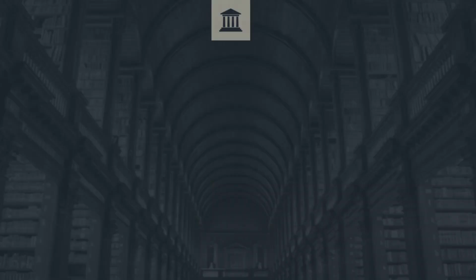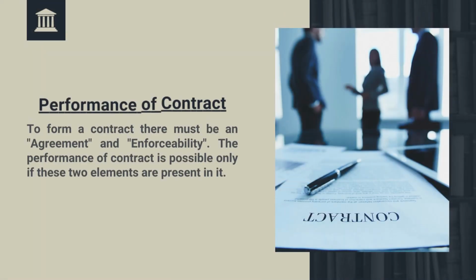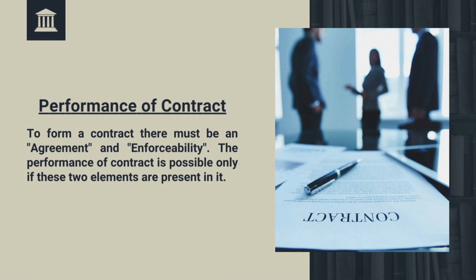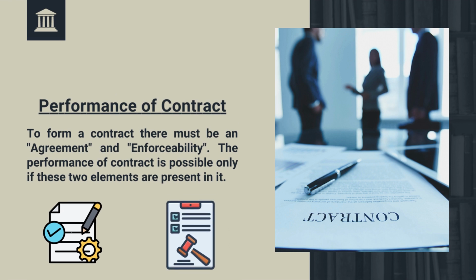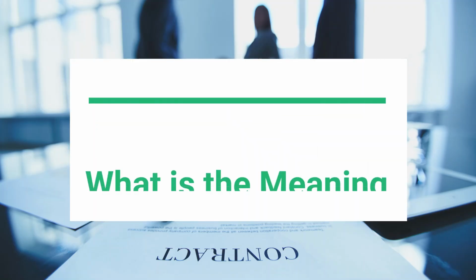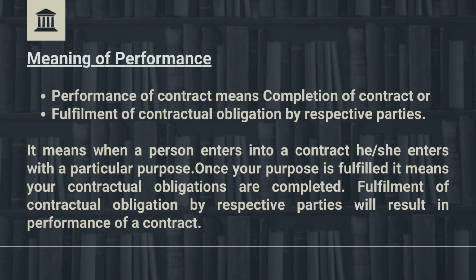So here we are today to discuss the performance of a contract. Dear viewers, in our earlier classes, we have learned that to form a contract, there must be agreement and enforceability. If a contract has the aspects of agreement as well as enforceability, then only those contracts can be performed. So what is the meaning of performance? Performance of contract means completion of contract.